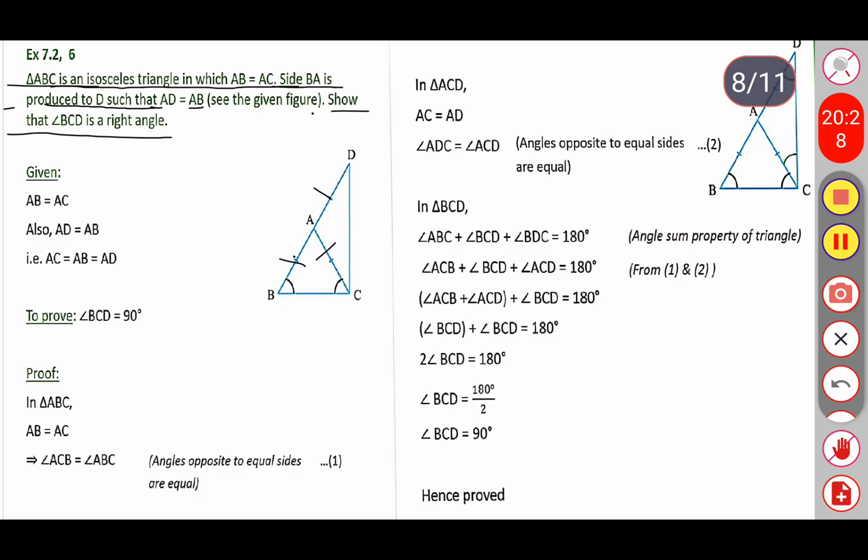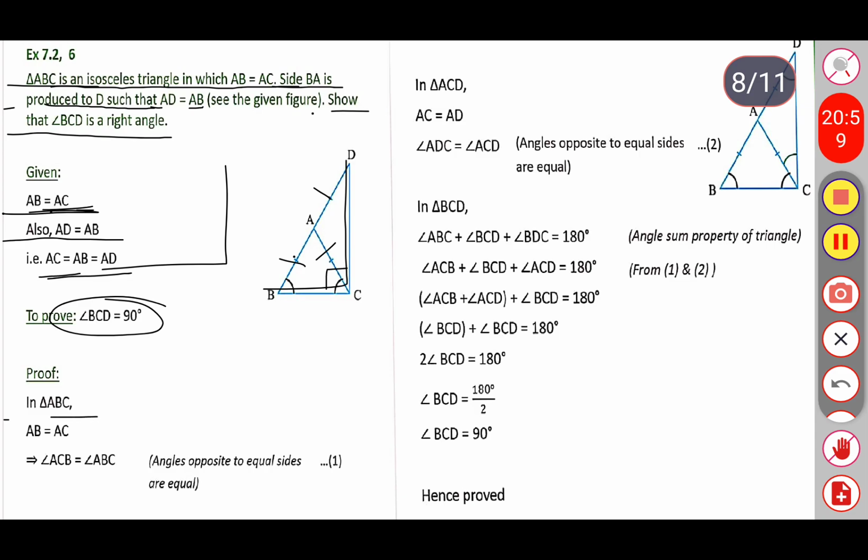So first write the given data. AB is equal to AC, and also AD is equal to AB. Therefore AC is equal to AB, which is equal to AD. All three sides are equal here. So what we need to prove? Angle BCD is 90 degree, right? So prove the given statement.